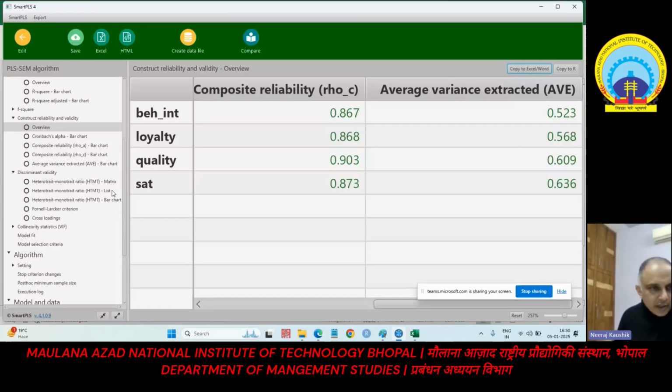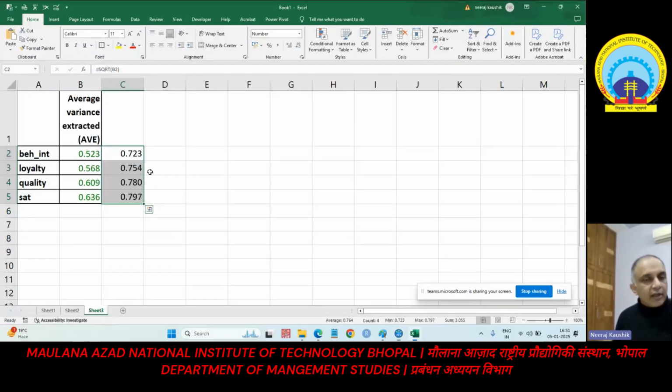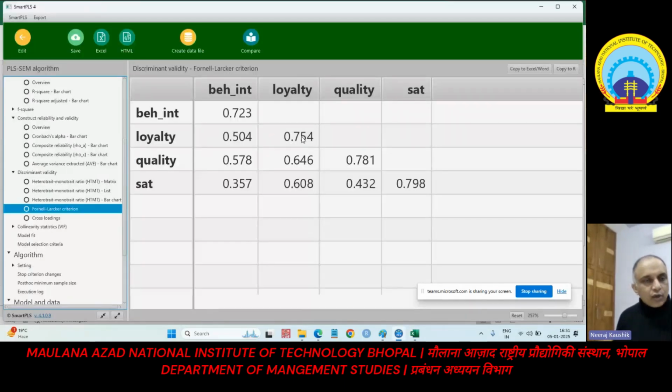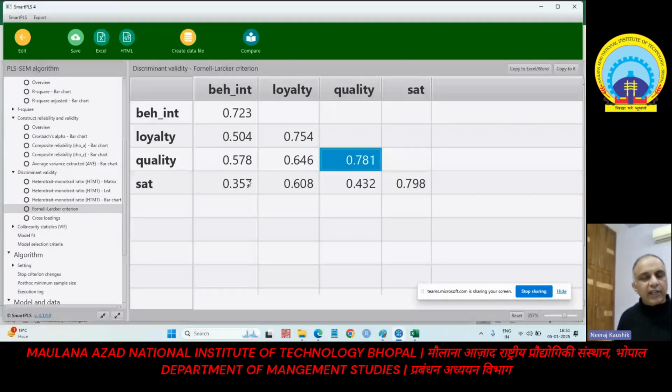And now cross check here in the Fornell-Larcker criteria. What is 0.723? Behavioral intention. The square root of AVE is 0.754 for loyalty. What is quality? 0.78 here for quality, and satisfaction it is 0.797, 0.798, right? How to read this? What is 0.504, 0.578? This is the coefficient of correlation between behavioral intention and loyalty.